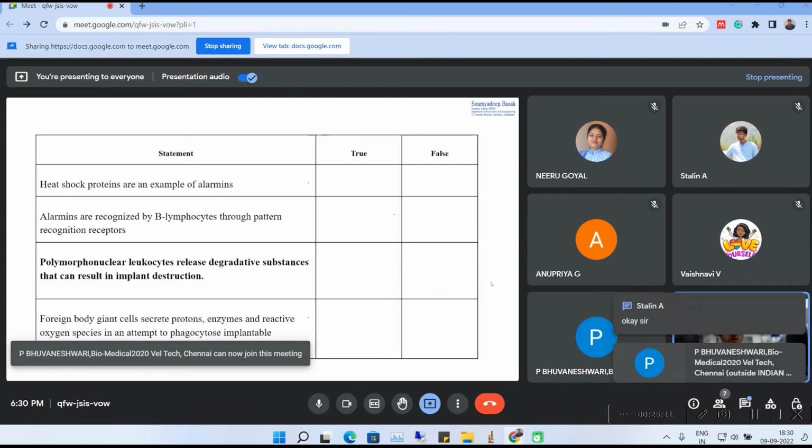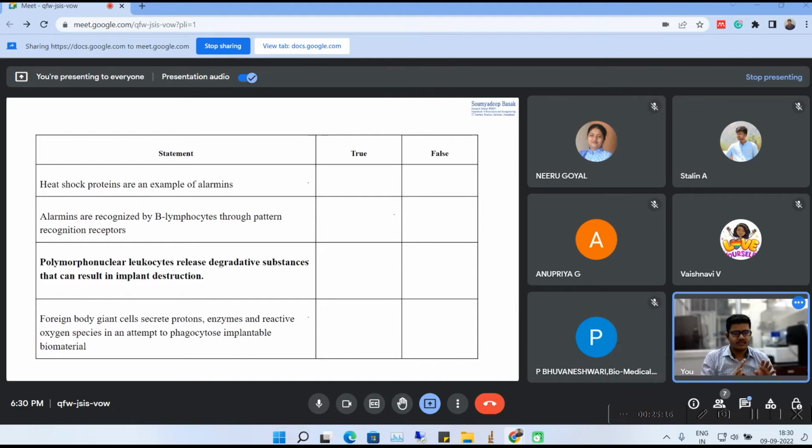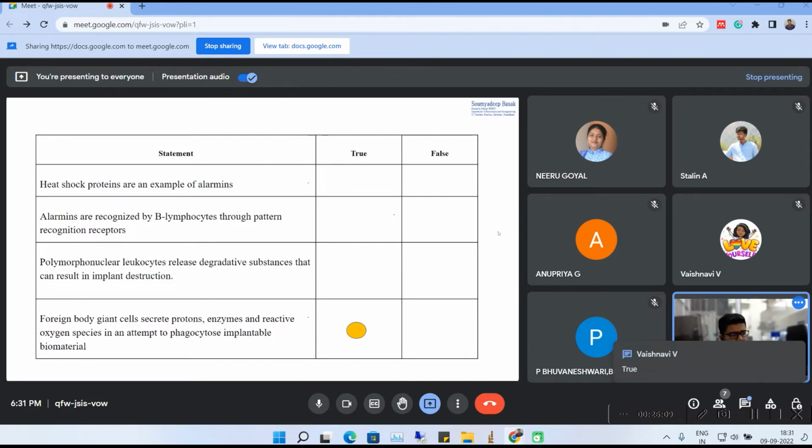Next, polymorphonuclear leukocytes release additive substances that can result in cell destruction. The next is: foreign body giant cells secrete protons, enzymes, and reactive oxygen species in an attempt to phagocytose the implantable biomaterial. Is it okay? True or false? Foreign body giant cells secrete protons, enzymes, and reactive oxygen species to phagocytose the implantable biomaterial. It is also true.